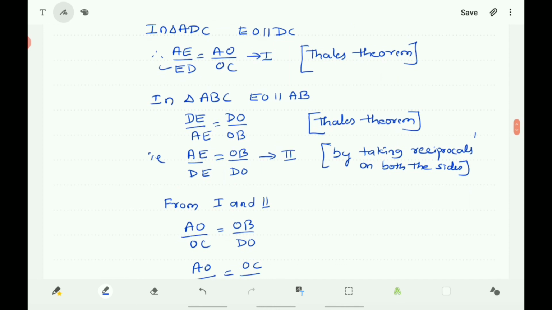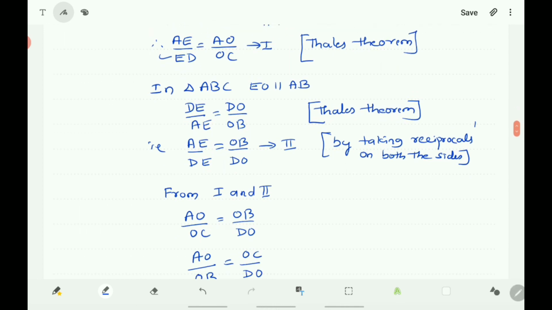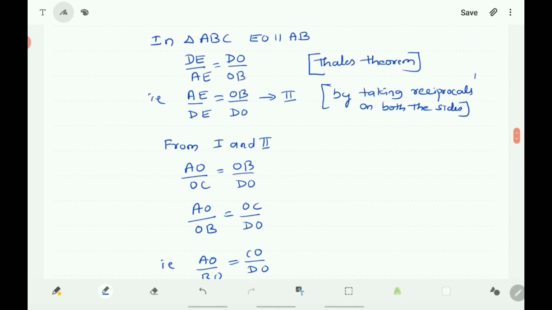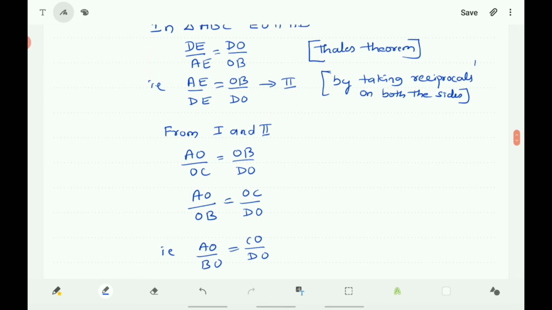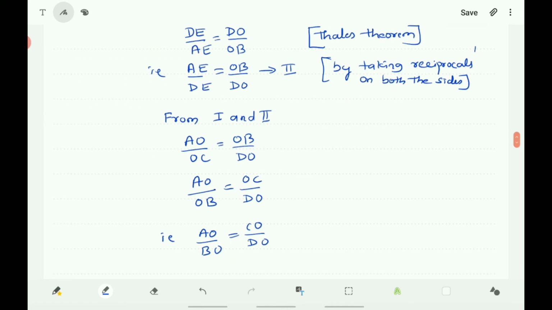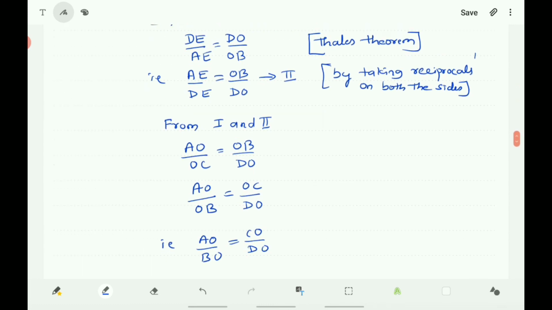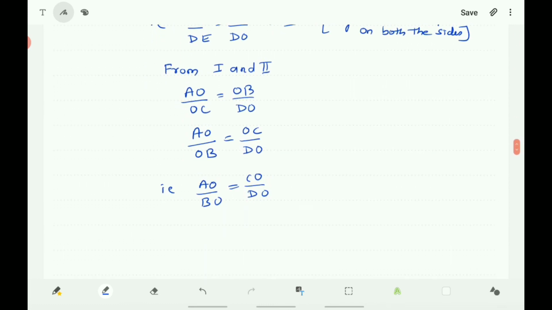By equating first and second, you will get the ratio AO by CO is equal to OB by DO. And here exchanging the places is nothing but cross multiplication. By exchanging the places of OC and OB, you will get the ratio AO by BO is equal to CO by DO.